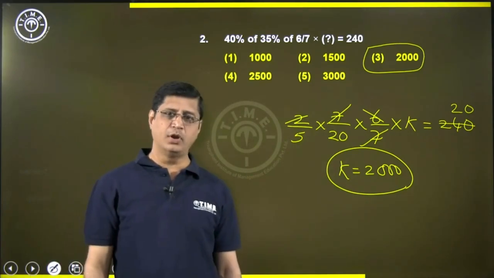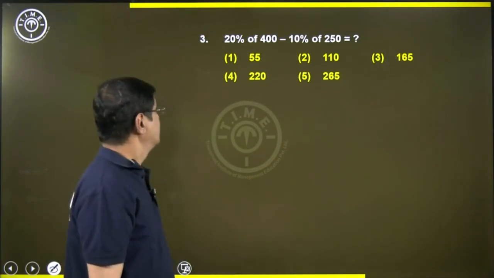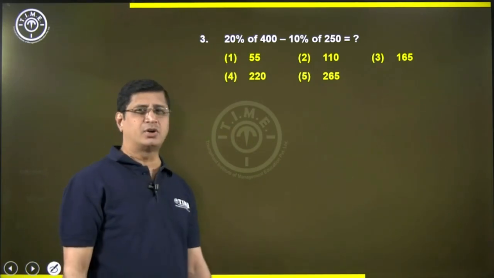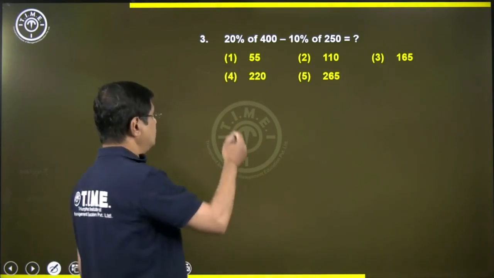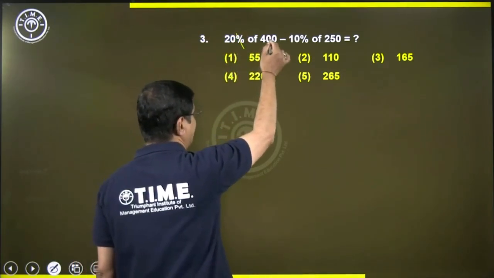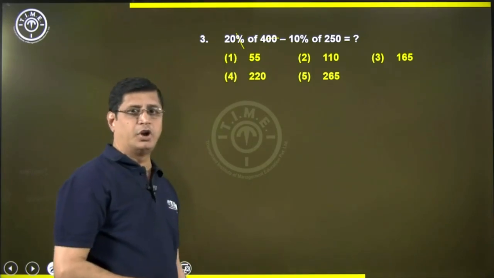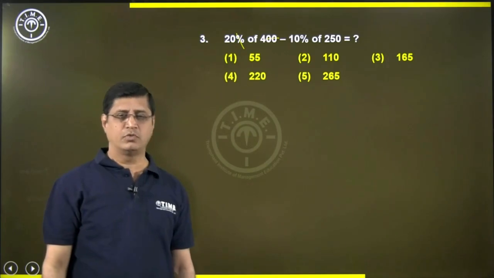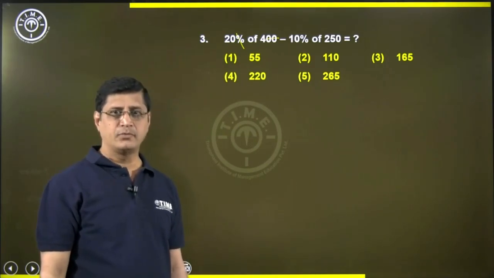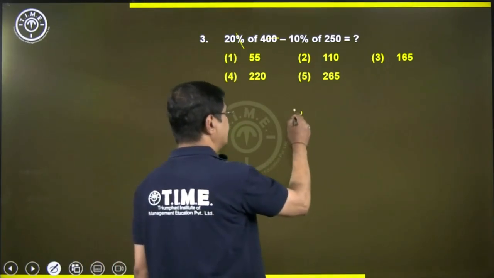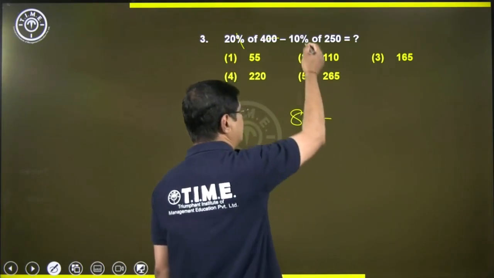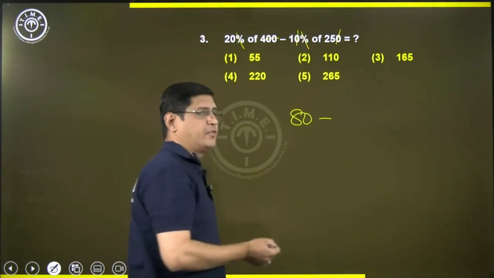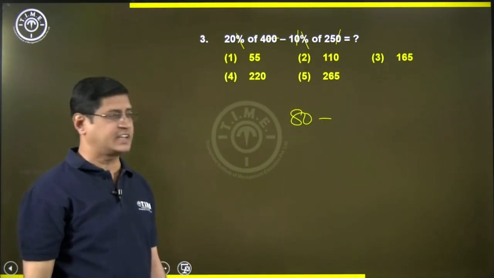Now look at the next example on your screen. 20% of 400 minus 10% of 250. 20% means 20 by 100 into 400, zeros can be cancelled. Now what is left? 4 times 20 is 80. Now 10% of 250, just simplify, percentage and zeros get cancelled.